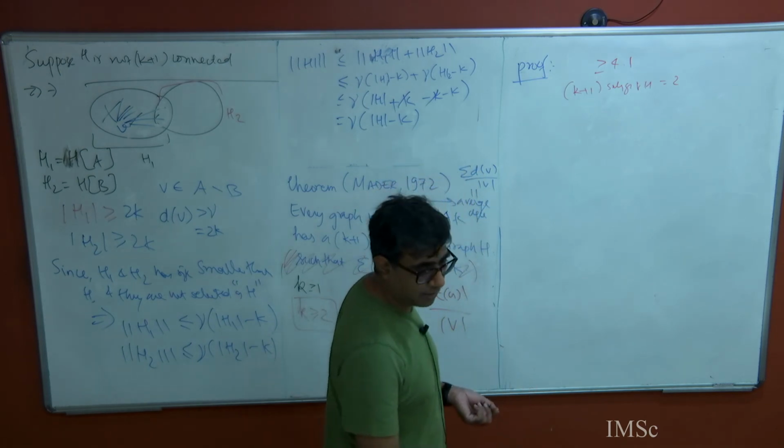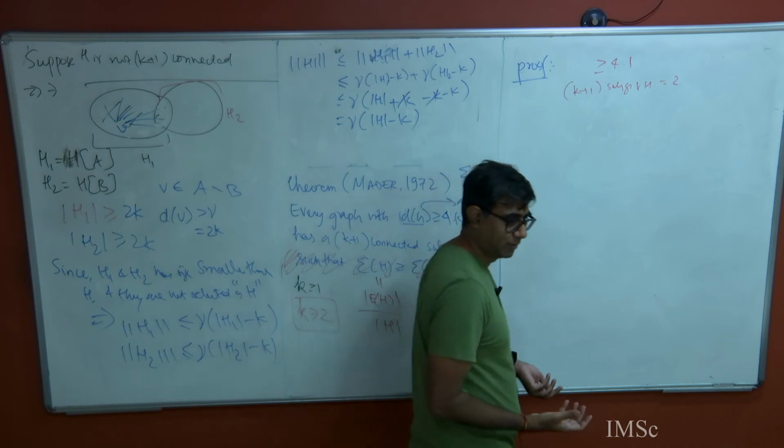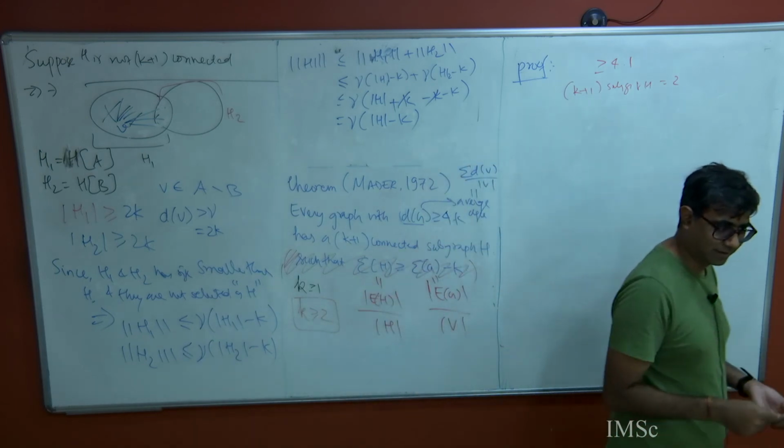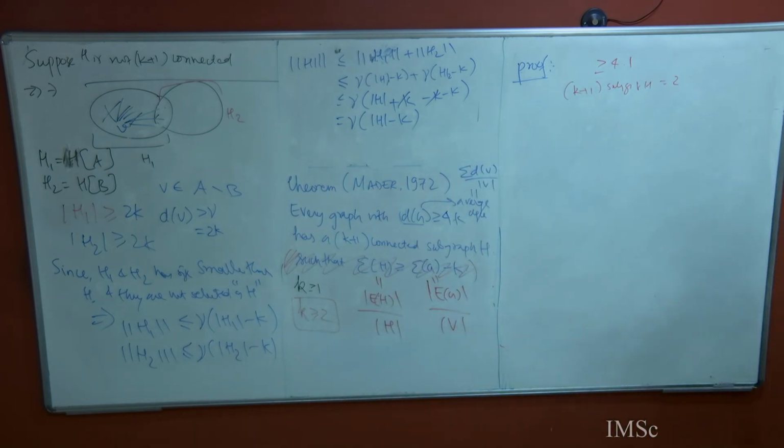If every graph has minimum degree at least 2, it means there is a cycle. Take that cycle and that is your two-connected subgraph. Done. You get my point? Because every graph with minimum degree 2 contains a cycle. So there is lots of slack here. Think about it.